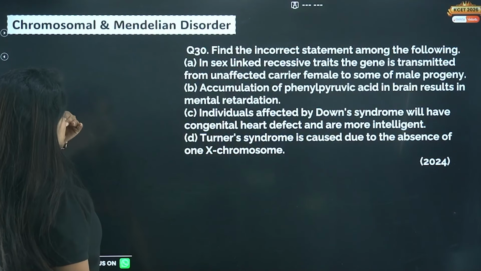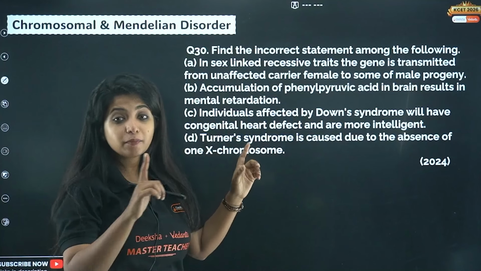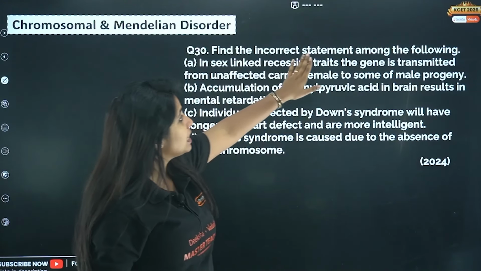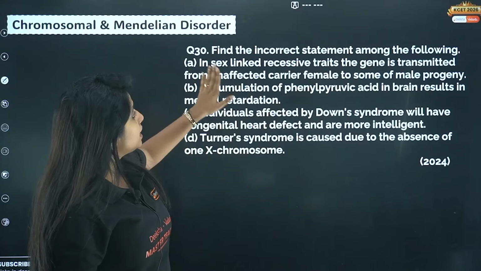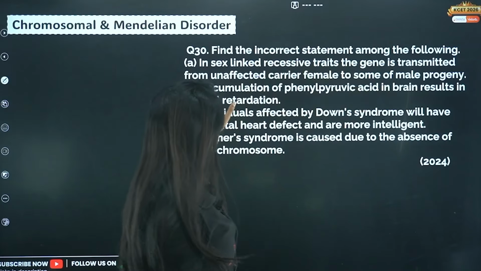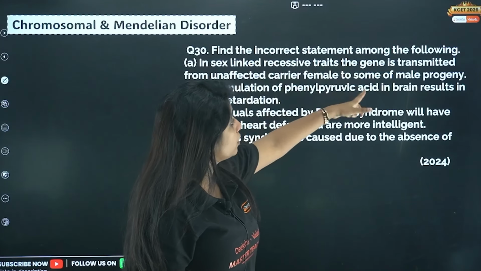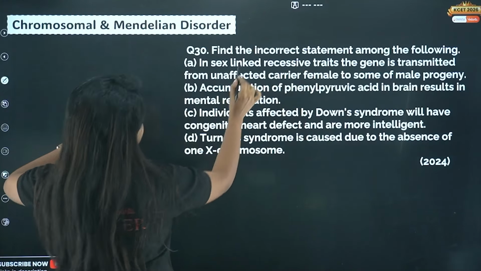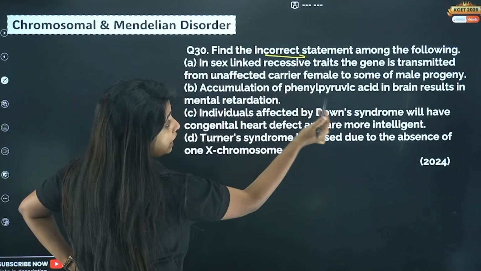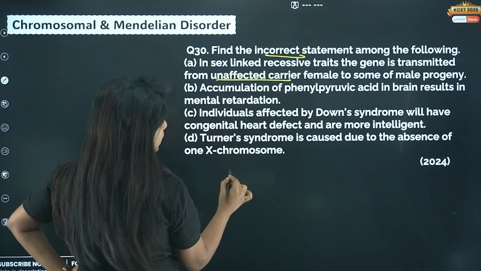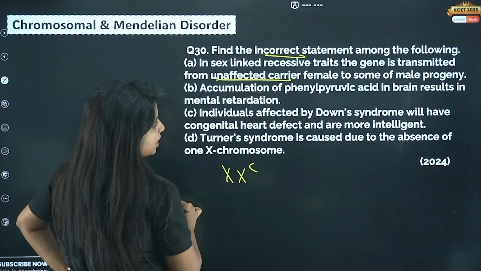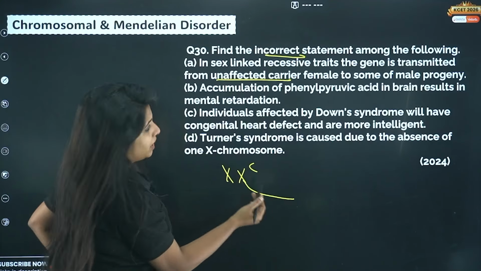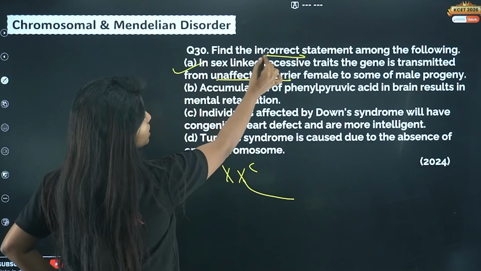Now, the last question for the day. Now you might be wondering, one question was repeated, ma'am. In the next session, I'll bring one more question, don't worry. Find the incorrect statement among the following. In sex-linked recessive traits, the gene is transmitted from an unaffected carrier female to some of the male progeny. Is it? Yes, it can be. So this is correct. You have to find what is incorrect.